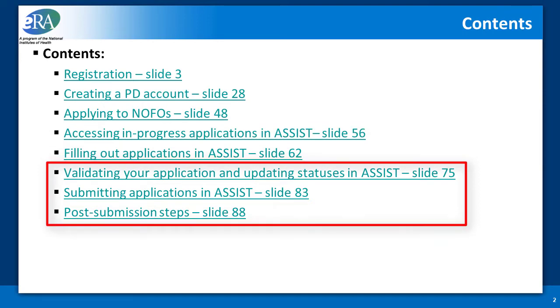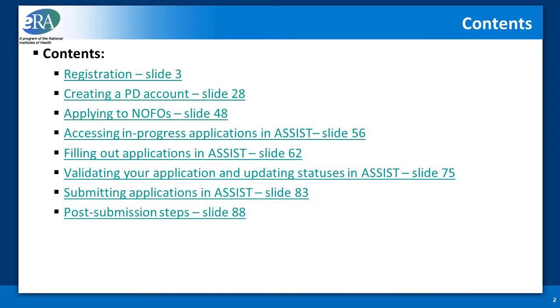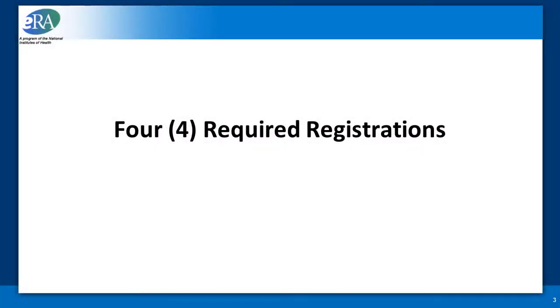The sections concerning Assist will show screens from Assist, but the guidance for application content is applicable regardless of how you submit. Whether you submit directly through grants.gov, through Assist, or through another system-to-system provider, the requirements for the application are the same. The first section of this walkthrough is registration.